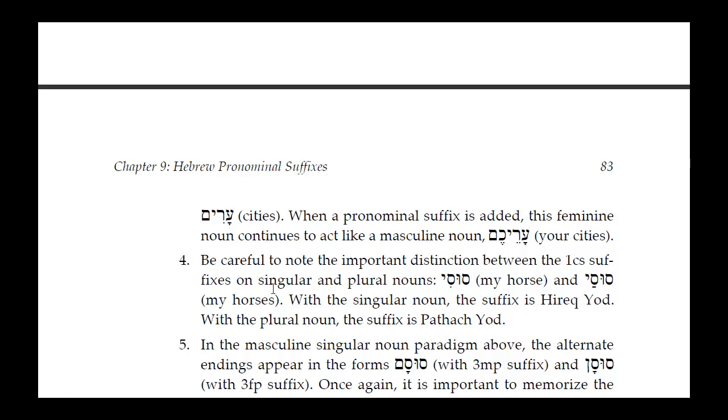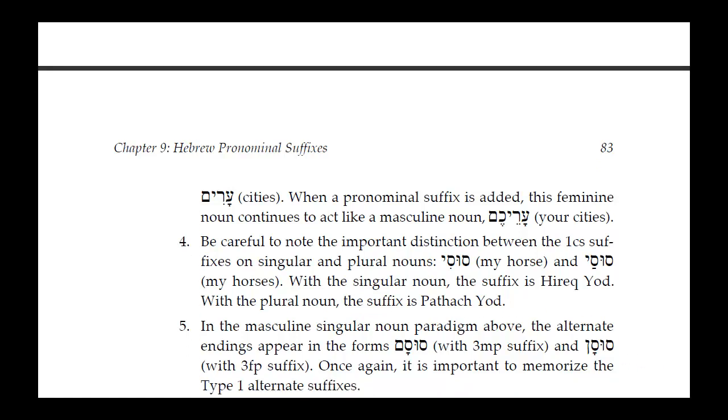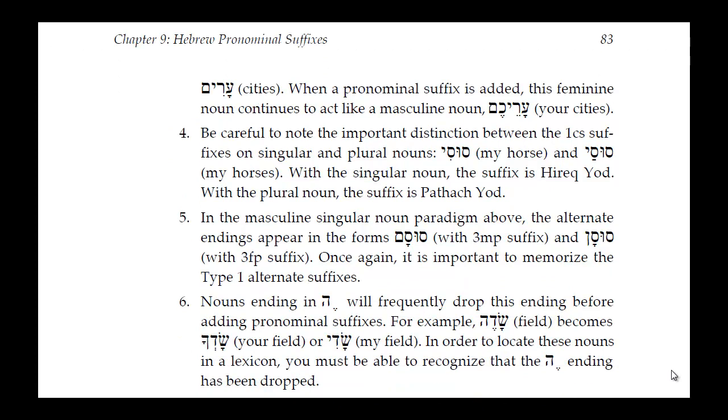when you see the construct form of the masculine plural noun here. Now be careful to note the important distinction between the first common singular suffixes in singular and plural nouns. Here's susi, which is my horse, one horse, and susai, which is my horses. With the singular noun, the suffix is hireq yod. With the plural noun, the suffix is patach yod. So you just make that distinction in here. Whenever you see that patach yod, that's telling you that that noun is plural. That is a type 2.